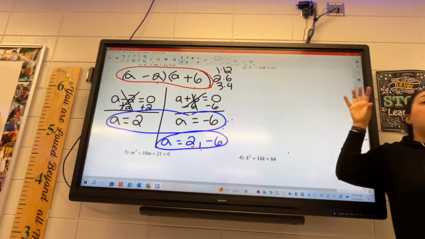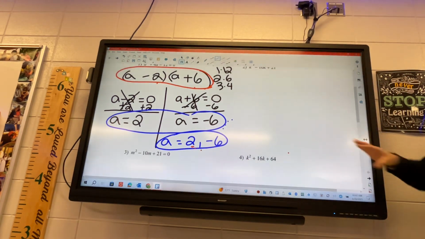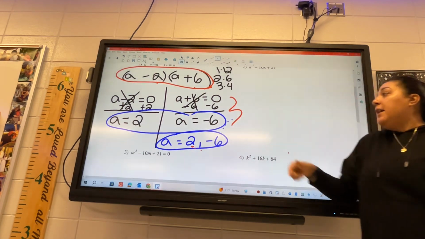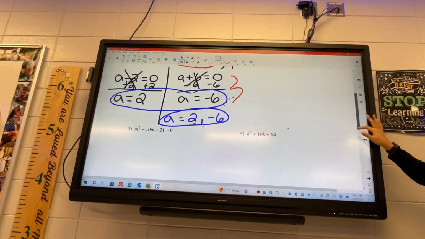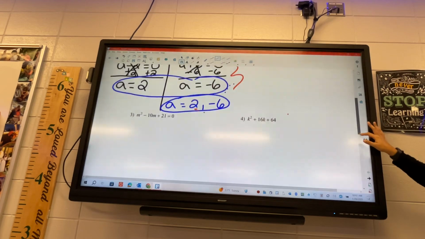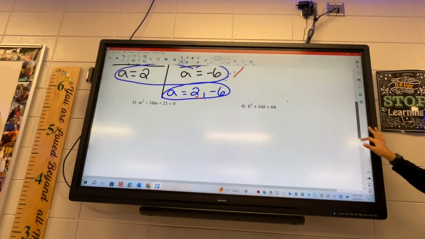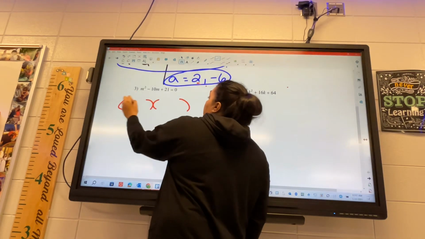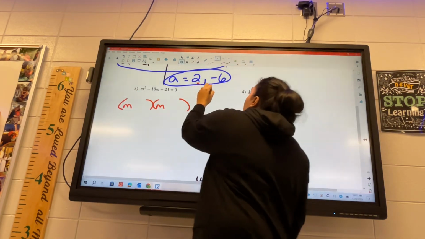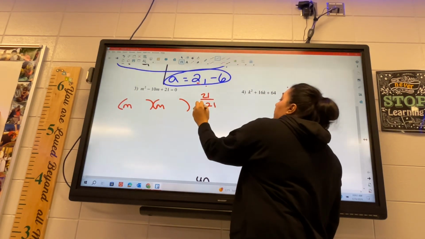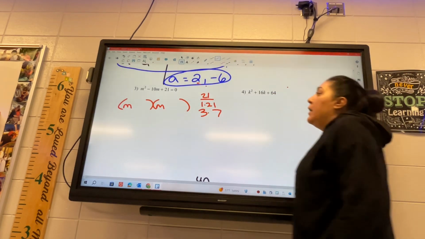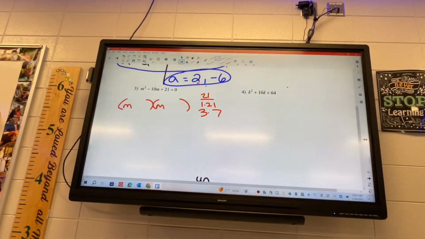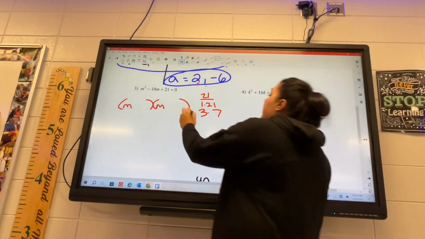So let's use that on the next one without having to do all this, because this is really a lot of unnecessary work. So basically we just flip it? Is it always like that? It is, as long as it says equals 0. So let's look at number 3. We're going to say M and M. 21 is 1 and 21, 3 and 7. I need something to give me a 10. 3 and 7, and I need a negative 10.